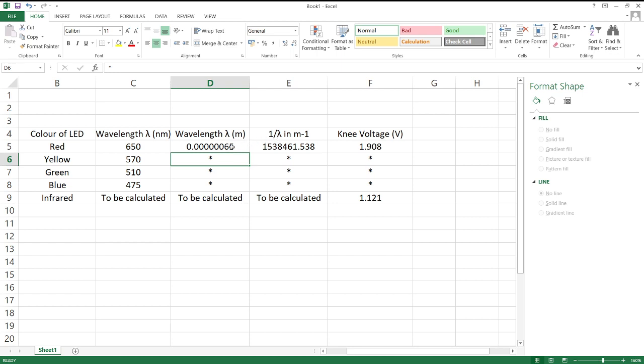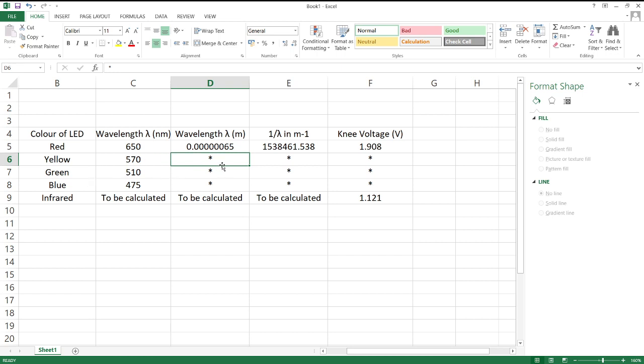So how to get the 1 by lambda value? A simple value, 1 by this value, simple one. Now coming to the knee voltage, as we have seen that for the red LED it's 1.908, for which we got the just glow condition. And for the infrared, that means the unknown whose lambda is to be calculated, this is to be calculated as a second task. So we have only the knee voltage for that one, and we have to find out the unknown using this formula.